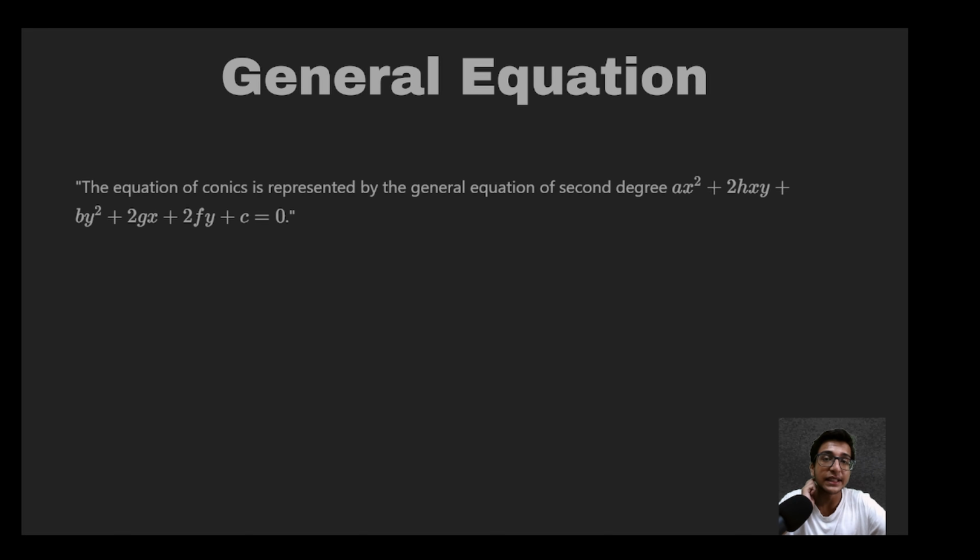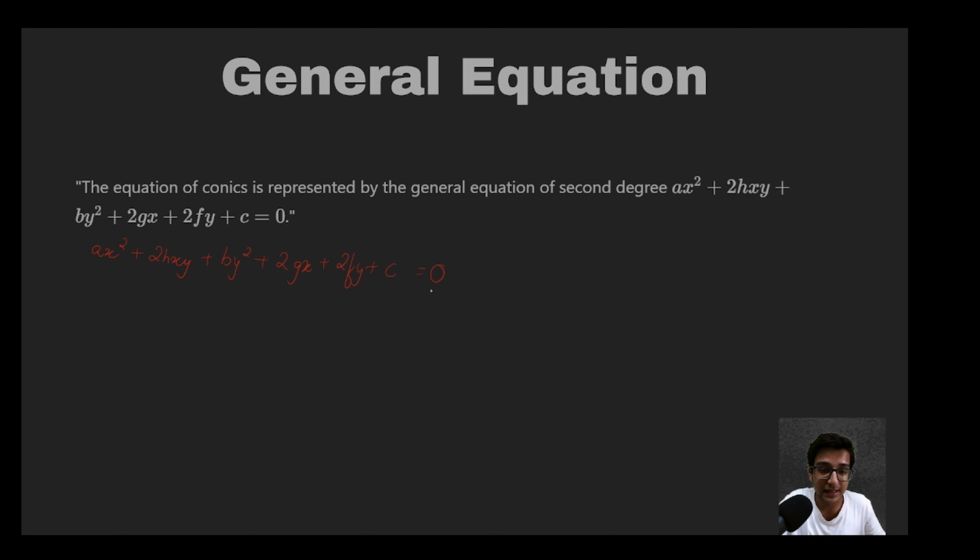Now let's look at the general equation as to how all these conic sections can be represented. As it has been written here, ax square plus 2hxy plus by square plus 2gx plus 2fy plus c is equal to 0. Now this general equation not only justifies our different conic sections formula, but also justifies a straight line formula as well.